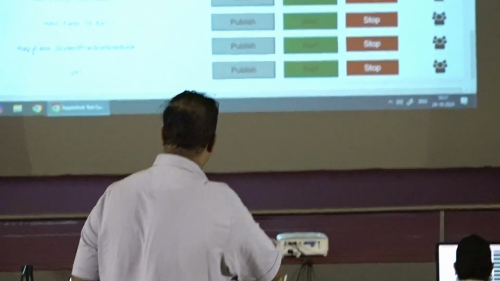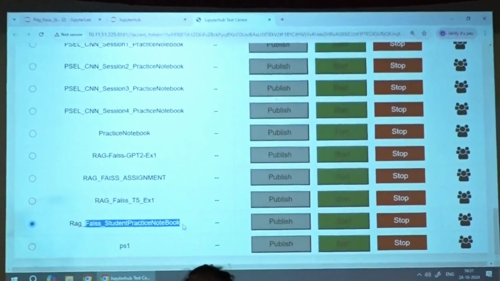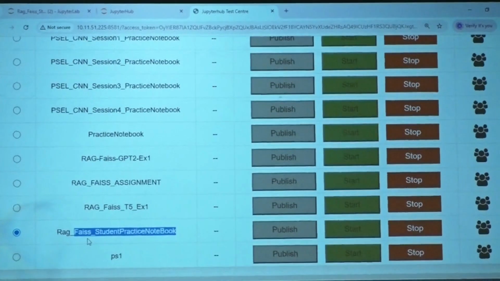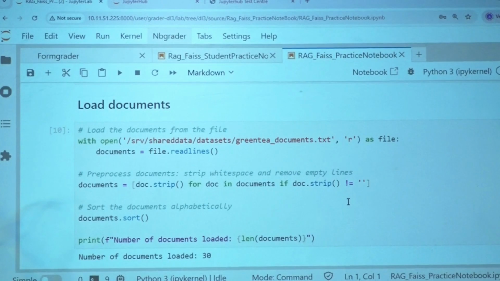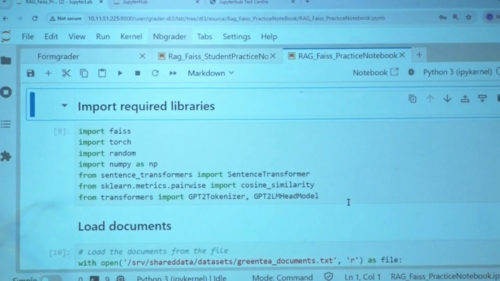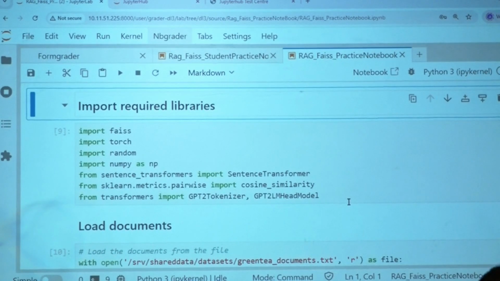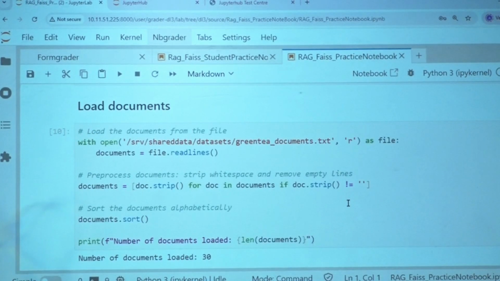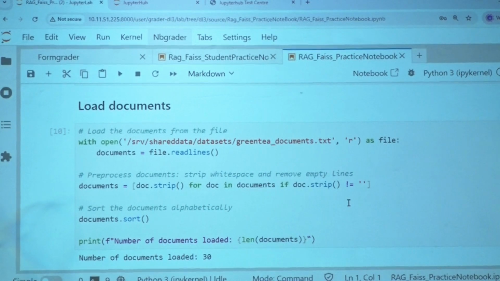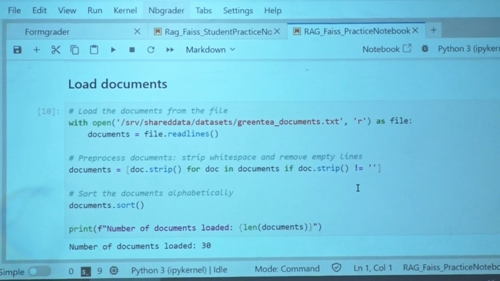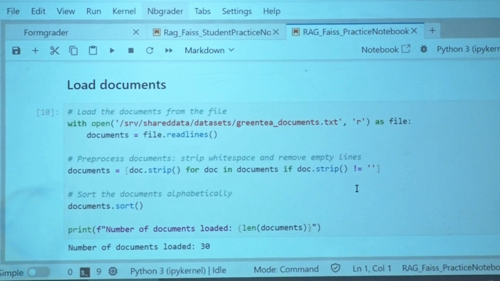This is the one, the RAG FAISS student practice notebook. So, okay, you can fill it as we go. I am anyway showing you. With open, so we are taking that file. So this is a file which will contain all the documents that we want to use for our RAG generation.